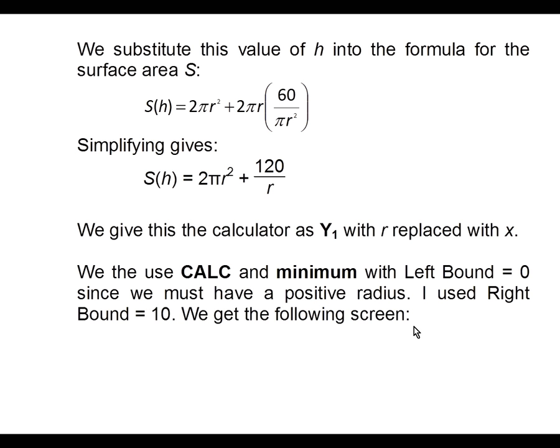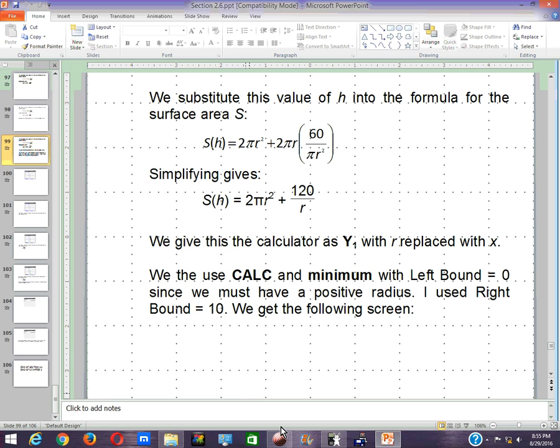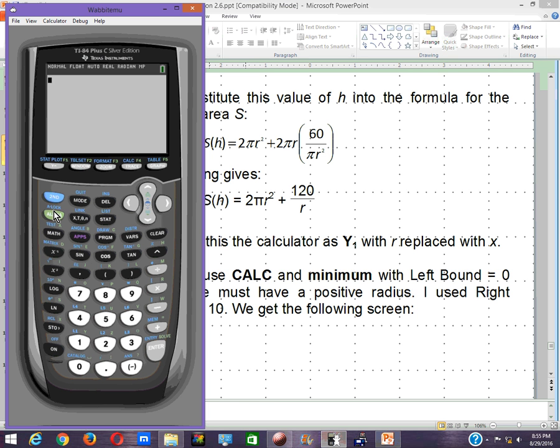So we're going to use calc and minimum. The left bound is going to be 0, since we have to have positive results. For the right bound, I arbitrarily chose 10. Remember, that's the radius. Think about it, a radius of a can of oil of 10 is huge, so I'm probably way bigger than I need to be. So let me go ahead and do that: second, calc, minimum.